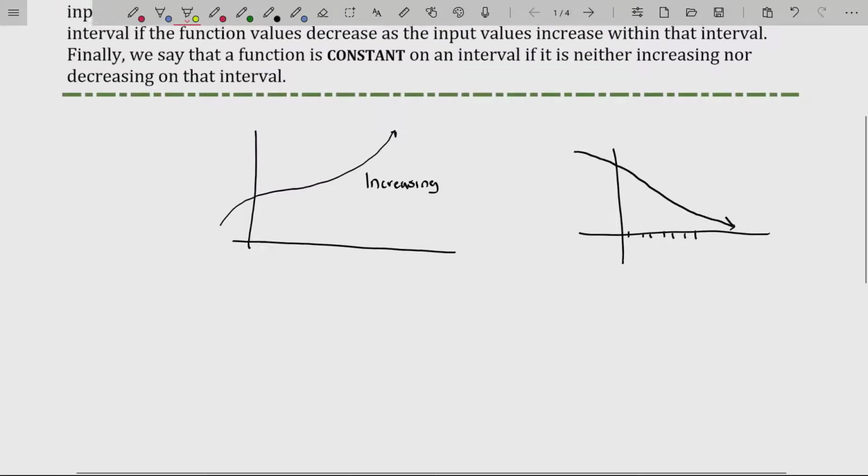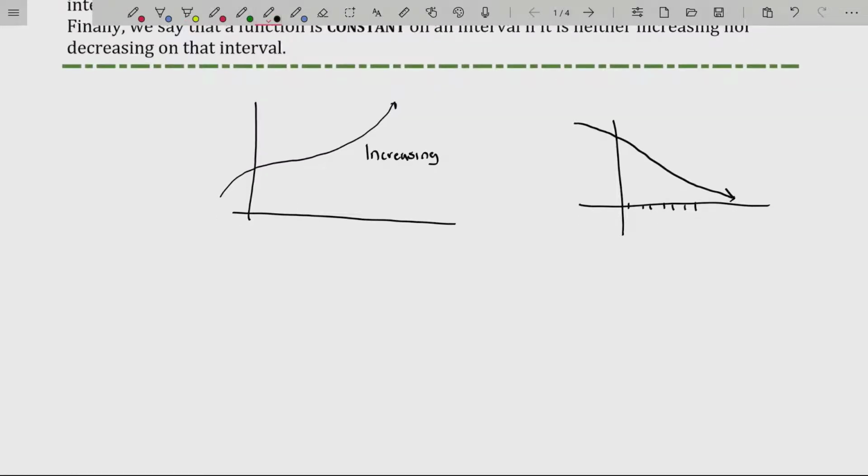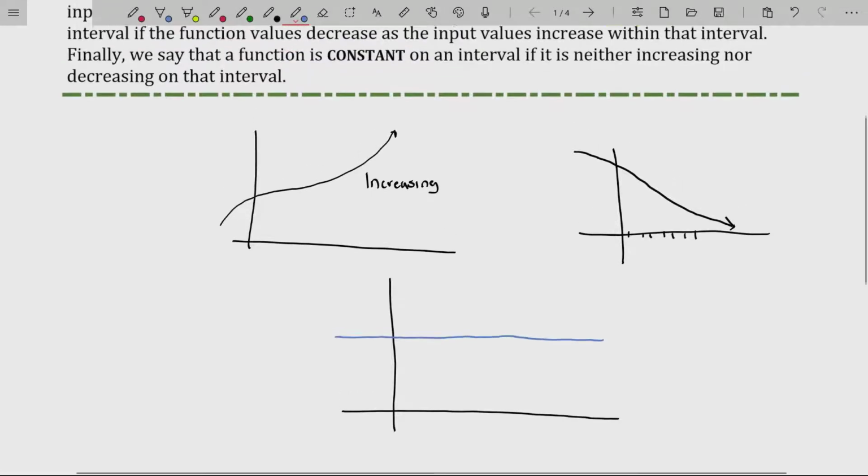So that aside, if somebody doesn't understand that, that's okay. It's not that big of a deal. But really, a function is considered to be constant on an interval if its values on that interval never change. That's probably a better definition. So maybe I'll write that in.